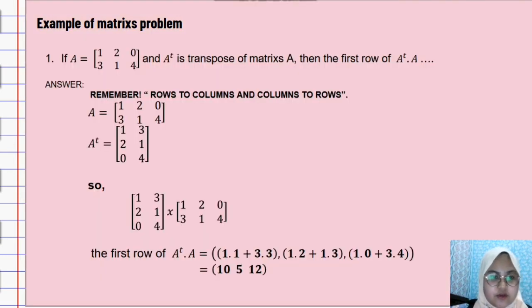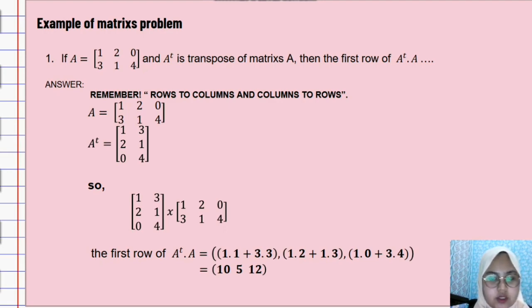Example of matrix problem. 1. If A equals the brackets 1, 2, 0, 3, 1, 4, and A^T is the transpose of matrix A, then find the first row of A to the power of T times A. Answer. Remember, rows to columns and columns to rows. A equals the brackets 1, 2, 0, 3, 1, 4. A to the power of T equals 1, 3, 2, 1, 0, 4.